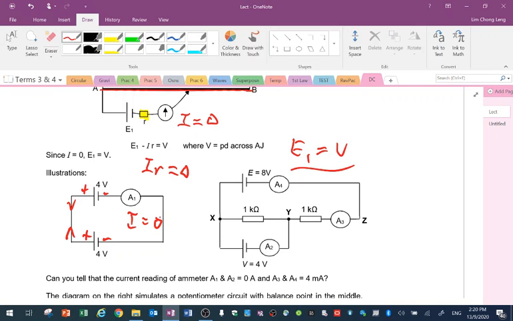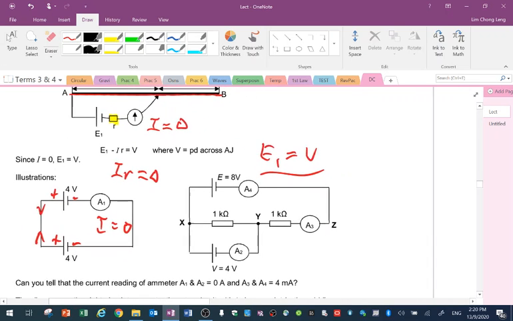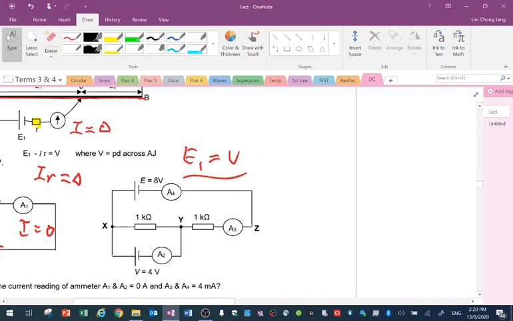Now, let's extend the idea to another situation. Suppose we look at this second diagram here. You have 8 volt as the EMF of the driver cell. And if you notice this, the shaded region is actually a potential divider. It divides the 8 volt into two parts. You have 4 volt across here and 4 volt across the second resistor. Okay, so 4 volt and 4 volt. So it's a potential divider.